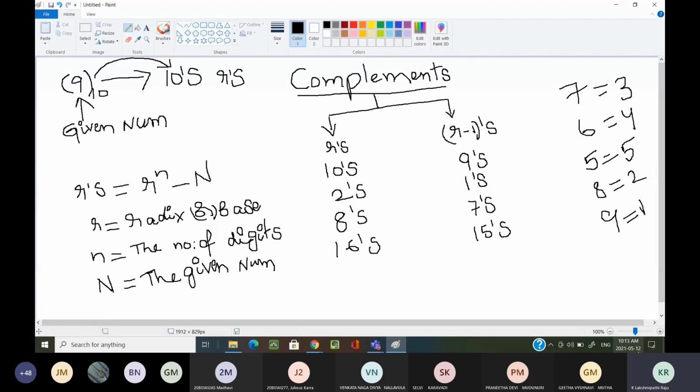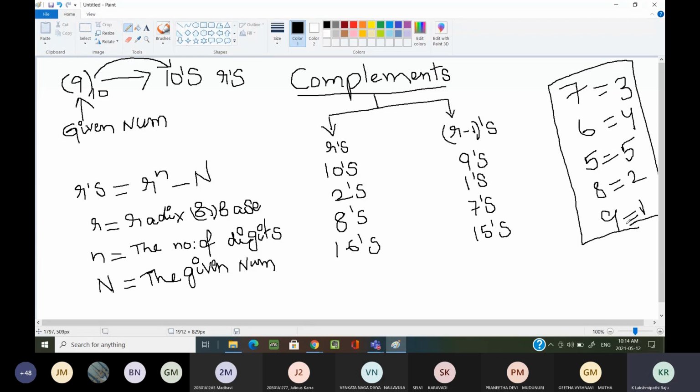Some people may have a doubt: how are you writing these complements directly? If you apply the formula, or if it is a single digit, you can write it directly. These complements I am talking about are only for the decimal number system.